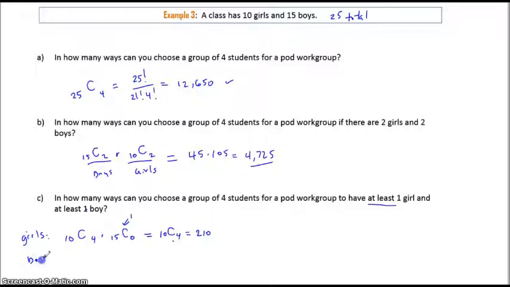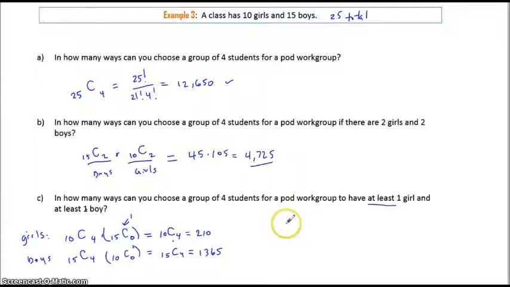Now for the boys, we have 15 boys. All boys would be 15C4 times, and again, just to be clear what we're doing with the girls, we're choosing 0 of them. There's 10, but we're choosing 0. That's going to equal 1, so I'll put that in parentheses to show that it's kind of hidden in there. This one is going to be 15C4. Punch that into a calculator and you get 1365.